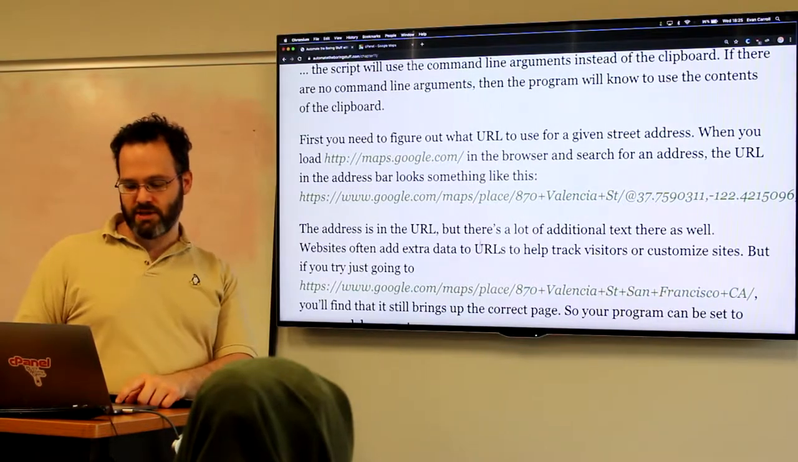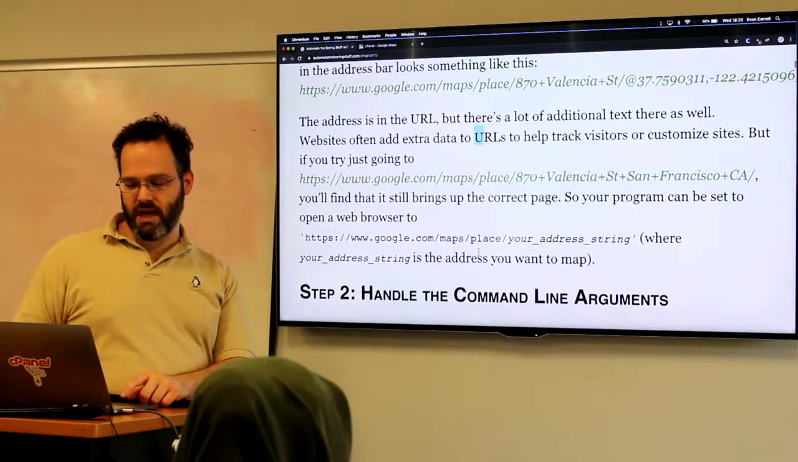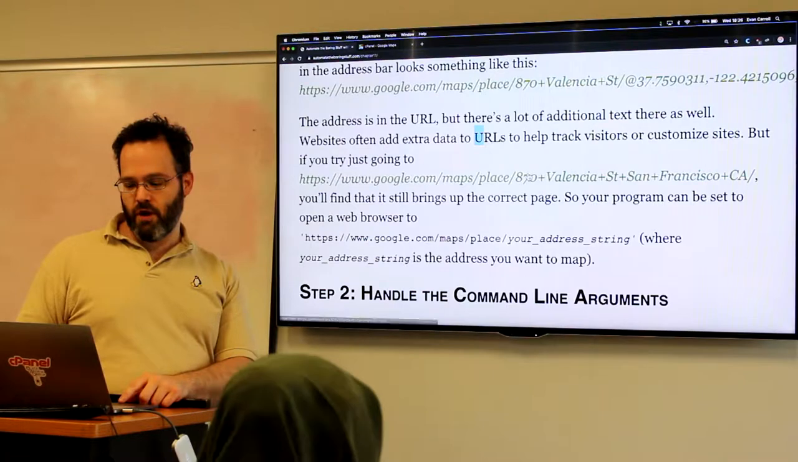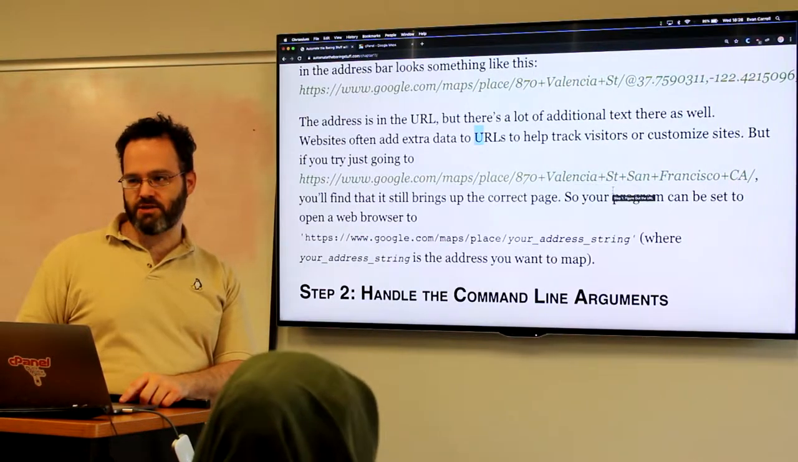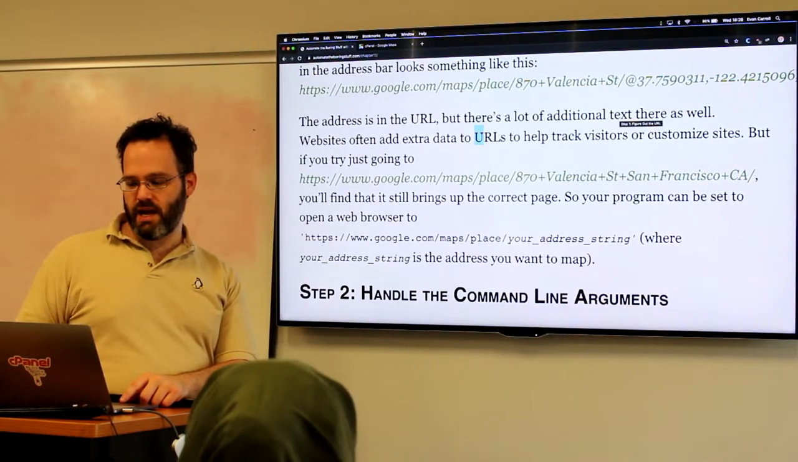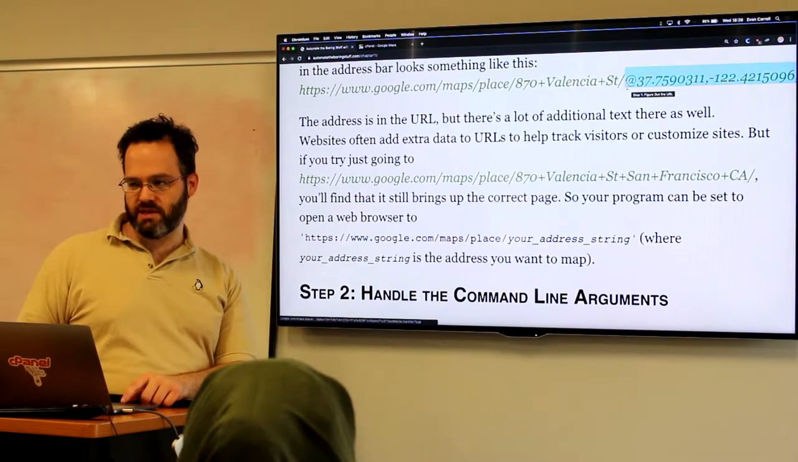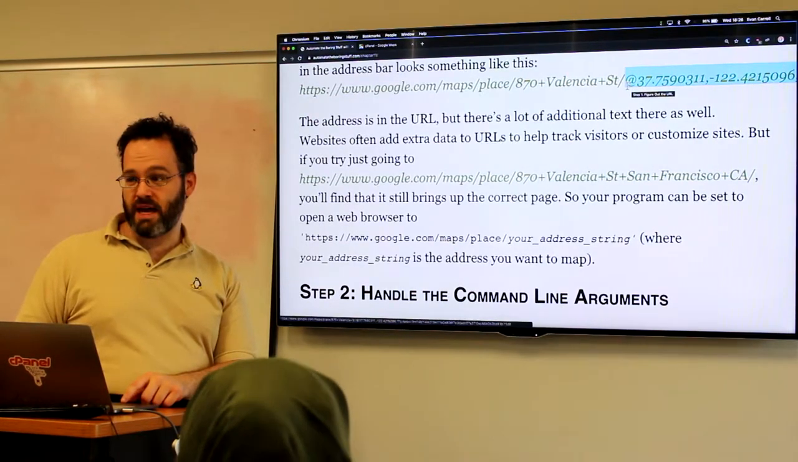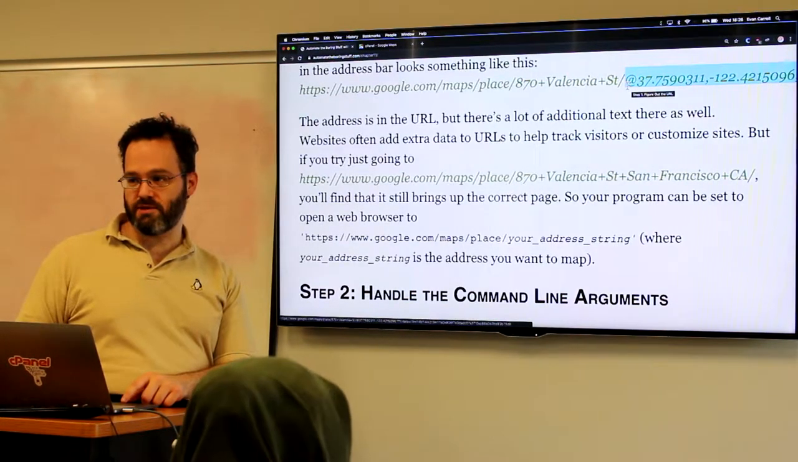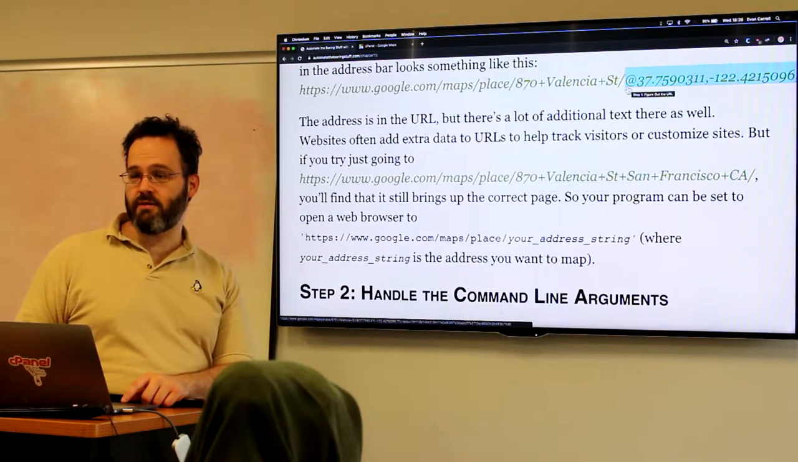Okay, so the address is in the URL, but there's a lot of additional text in there as well. We have already determined we can cut out that text, right? So what they're saying is if we look at the original, we see all of this stuff at the back, but that is not needed, superfluous, garbage. We can cut it off and it'll all work.